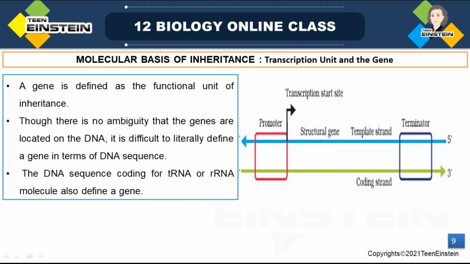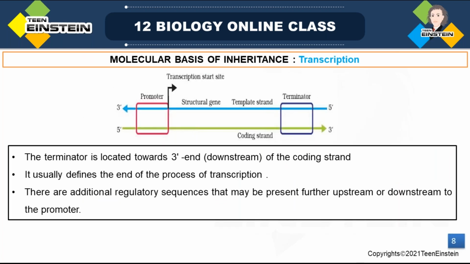So the functional unit of inheritance is called a gene. The term gene was coined by Johannsen in 1909. The DNA sequence that is coding for a tRNA or rRNA molecule also defines a gene. I will tell everything clearly in further repeated slides, and you can get a clear idea about it.